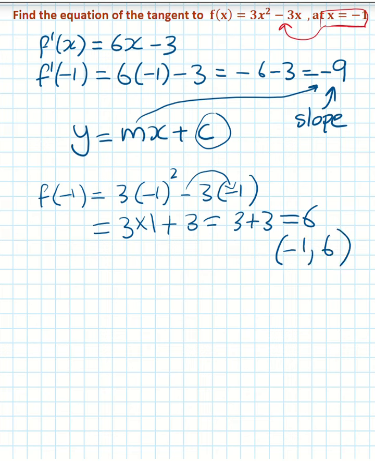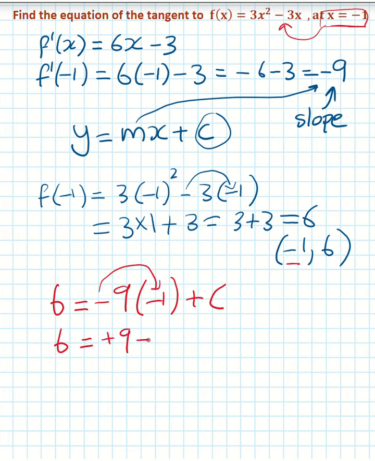We're going to substitute now into the equation. So we have y to be 6 equals, the slope is minus 9, times the value of x, which is minus 1, plus c. That becomes 6 equals negative times negative again, it becomes positive, so that's positive 9 plus c. We move the positive 9 to the other side, changing the sign to negative, so c equals 6 minus 9, which is equal to minus 3.